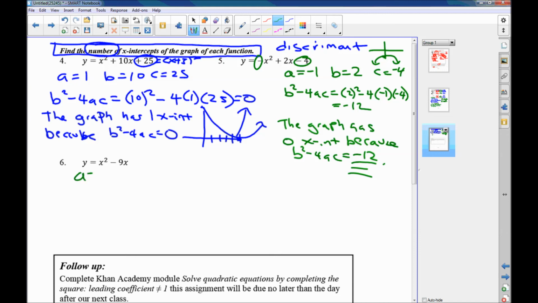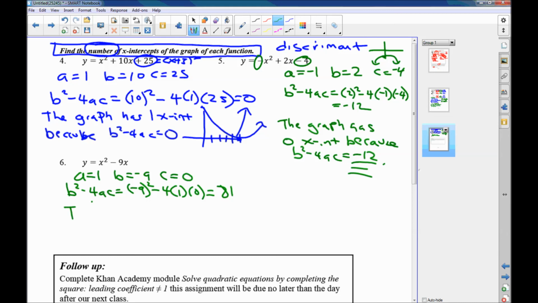A is equal to 1, b is equal to -9, and c is 0. So we'll plug into our discriminant formula. b squared minus 4ac is equal to -9 squared minus 4 times 1 times 0. So -9 squared, sorry. And then that would just be 81. That means we should have 2 x-intercepts.